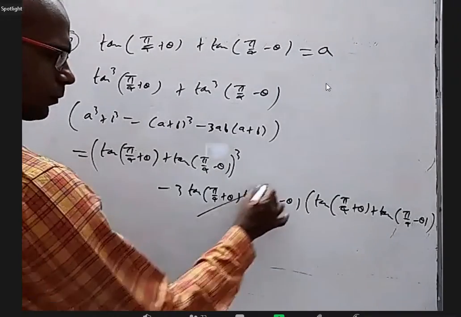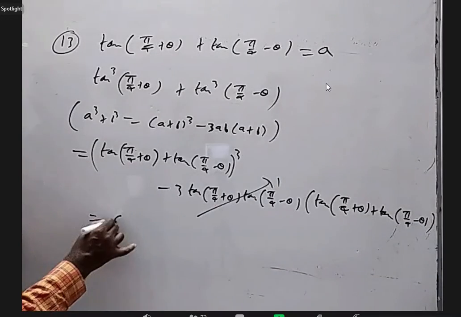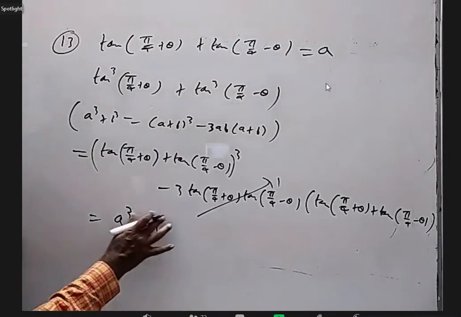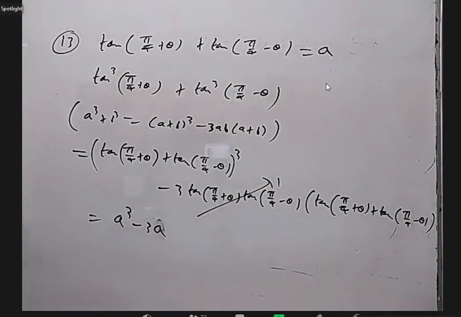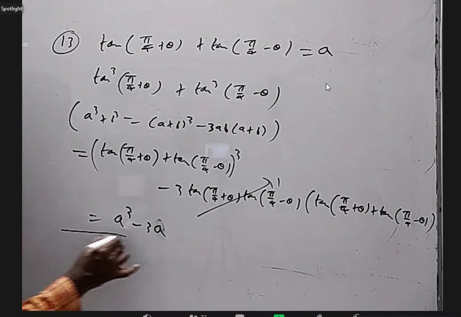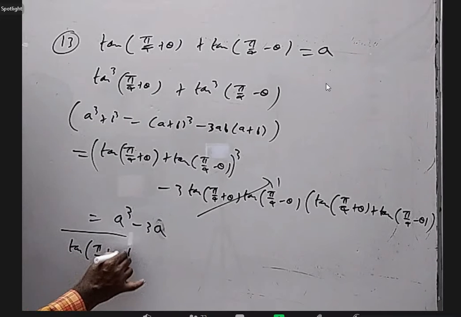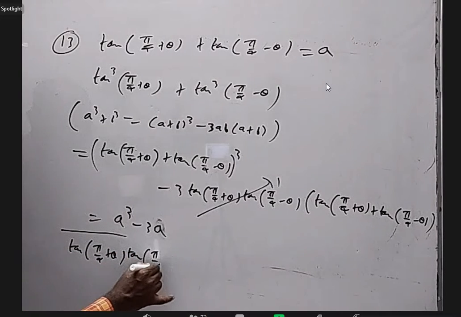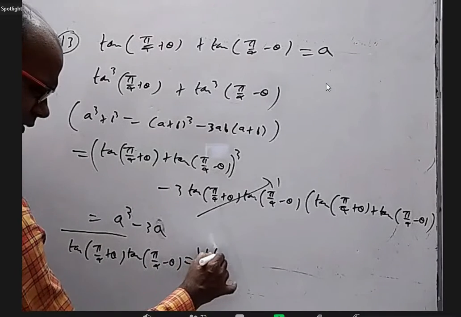This product is 1. Okay, why, we will discuss that. This is a and this is a, so you will get a cube minus 3a. Sir, why did you write 1? Because tan of pi by 4 plus theta is equal to sin theta plus cos theta by cos theta minus sin theta, and tan of pi by 4 minus theta is equal to cos theta minus sin theta by cos theta plus sin theta. So yes, you get cancel, you get 1.